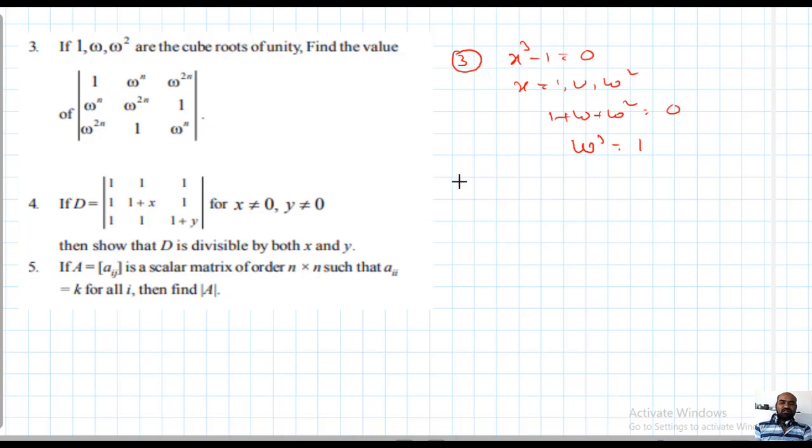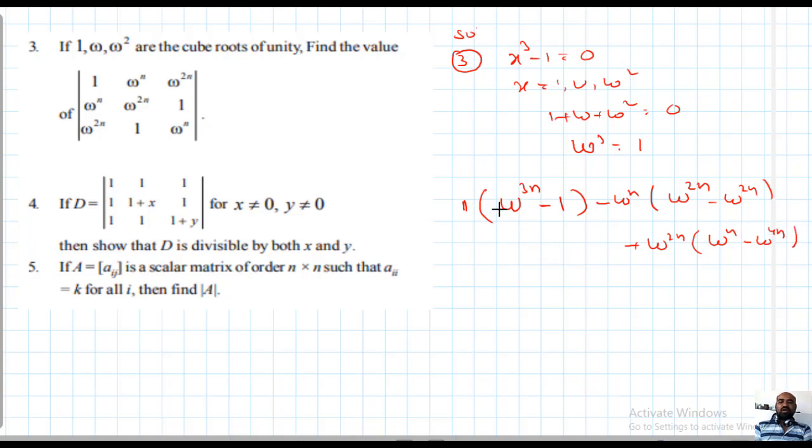You want the determinant of that, so directly I want to write the answer for that. Solution for the third problem: 1 of omega power 3n minus 1 minus omega power n of omega power 2n minus omega power 2n plus omega power 2n into omega power n minus omega power 4n.